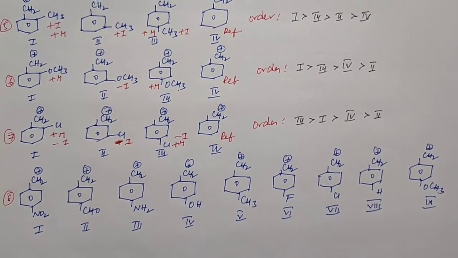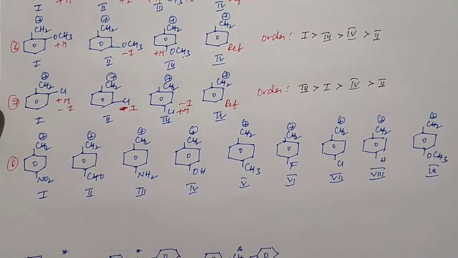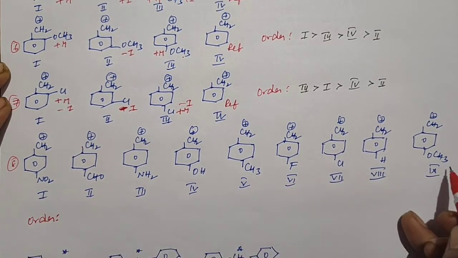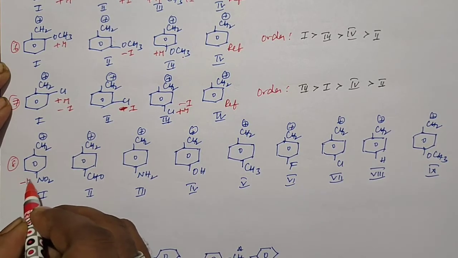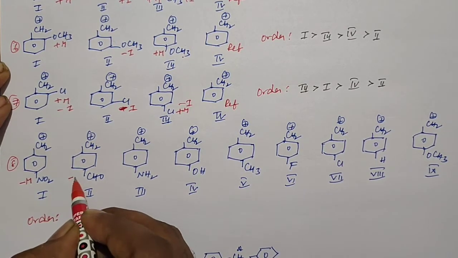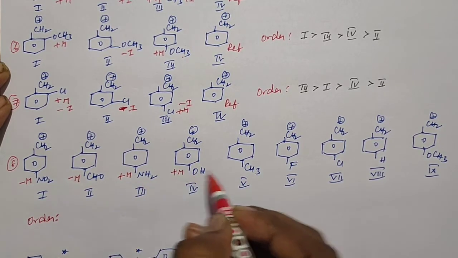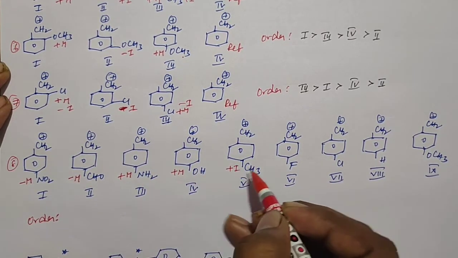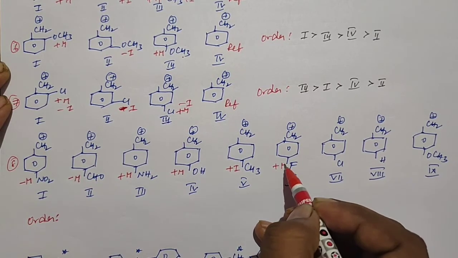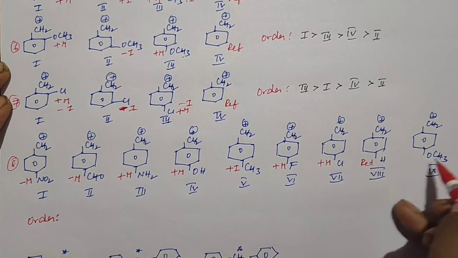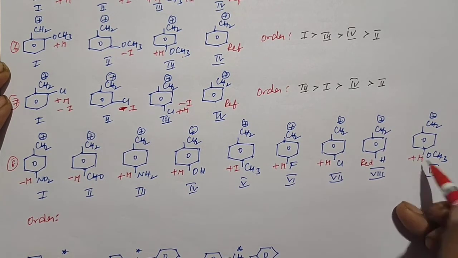Okay, and the next one is example 8. Here we have more compounds. Listen carefully. All these compounds we need to arrange based on the order of their stability. Here NO2 is present at the para position. NO2 shows the minus M effect. CHO shows the minus M effect. NH2 plus M effect. OH plus M effect. CH3 plus I effect. Fluorine plus M effect. Chlorine plus M effect. This is the reference, where hydrogen is present. Methoxy also shows the plus M effect.